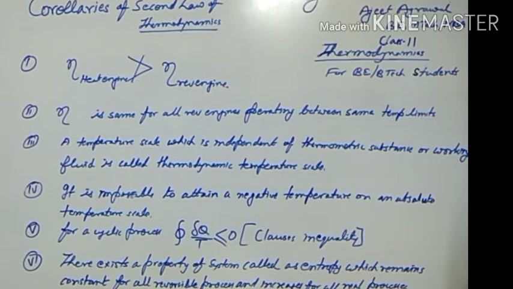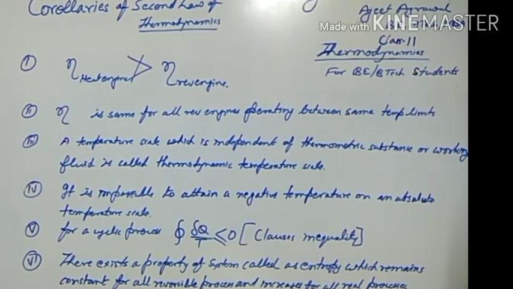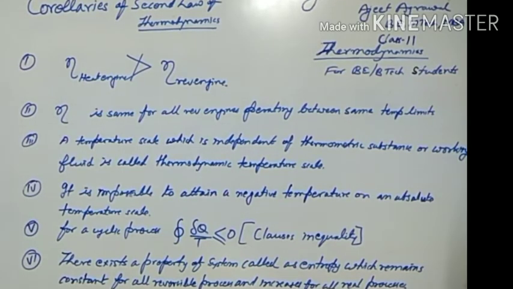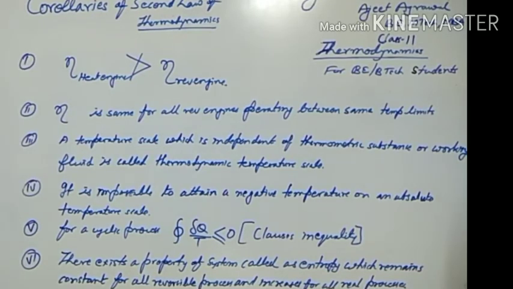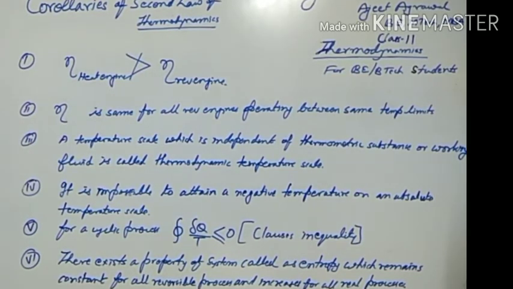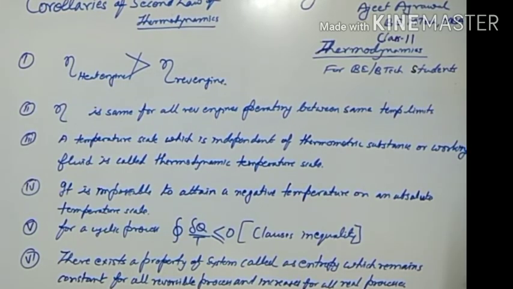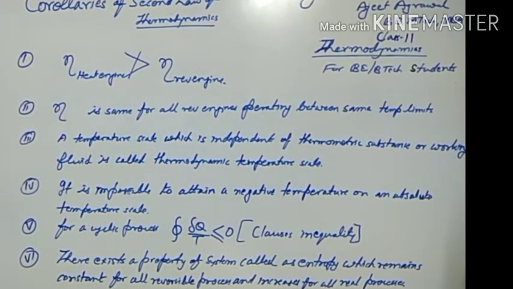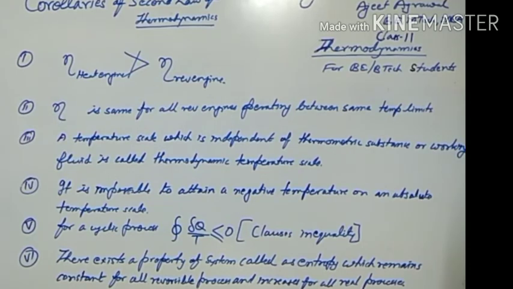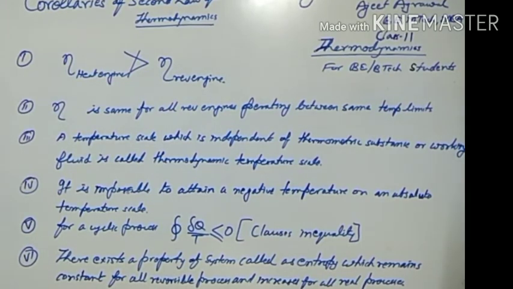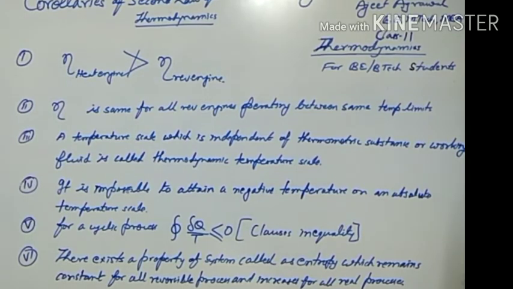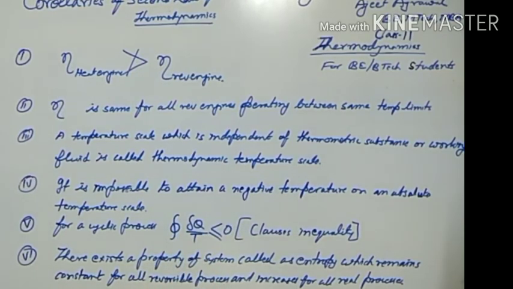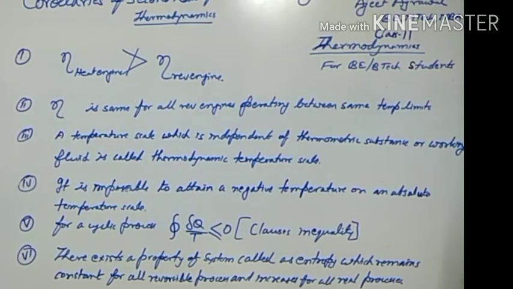Then the third one is that a temperature scale which is independent of thermometric substance or working fluid is called the thermodynamic temperature scale. The fourth corollary is that it is impossible to attain a negative temperature on an absolute temperature scale, that is Kelvin. And the fifth one is, for a cyclic process, the cyclic integral of dQ by T is always less than or equal to 0. This is known as the Clausius inequality.